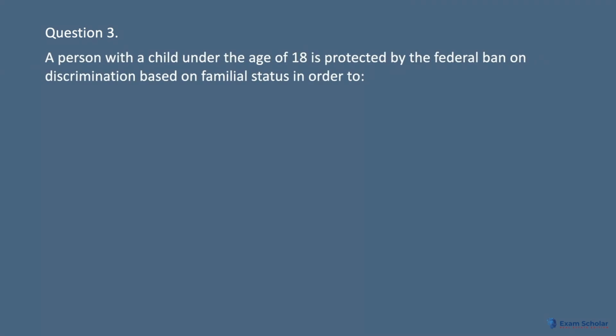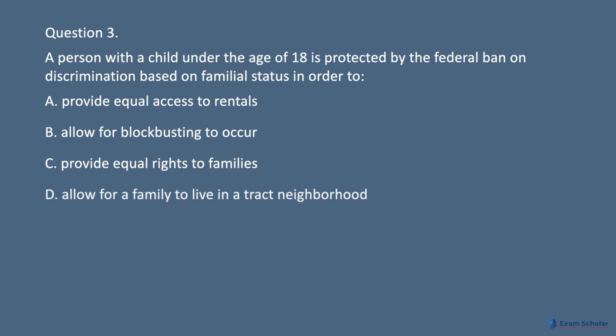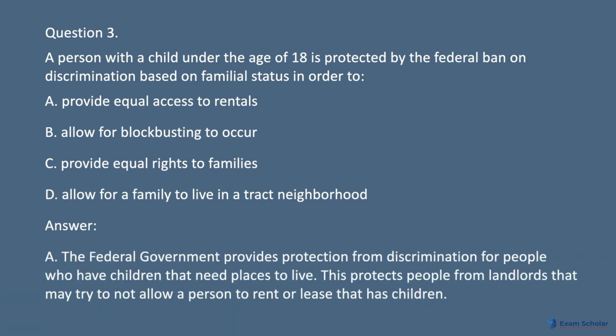Question 3. A person with a child under the age of 18 is protected by the federal ban on discrimination based on familial status in order to A. Provide equal access to rentals. B. Allow for blockbusting to occur. C. Provide equal rights to families. D. Allow for a family to live in a tract neighborhood. Answer: A. The federal government provides protection from discrimination for people who have children that need places to live. This protects people from landlords that may try to not allow a person to rent or lease that has children.